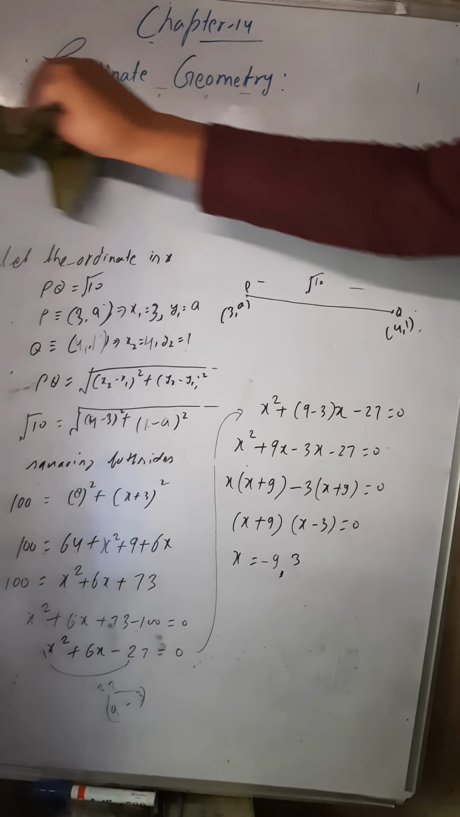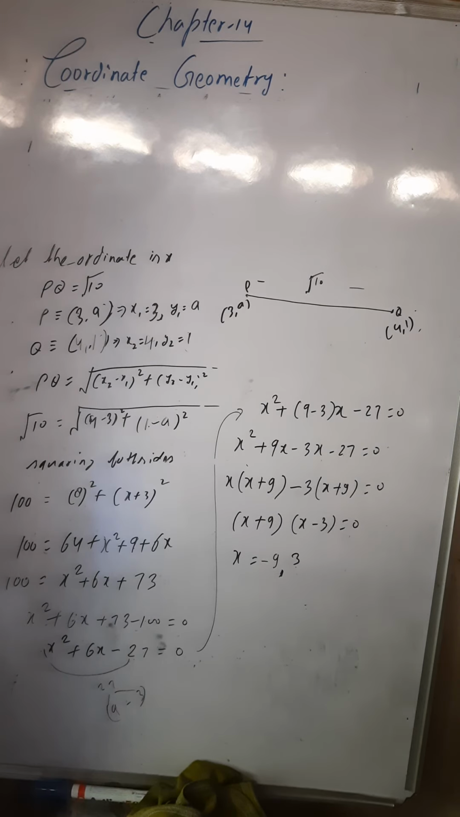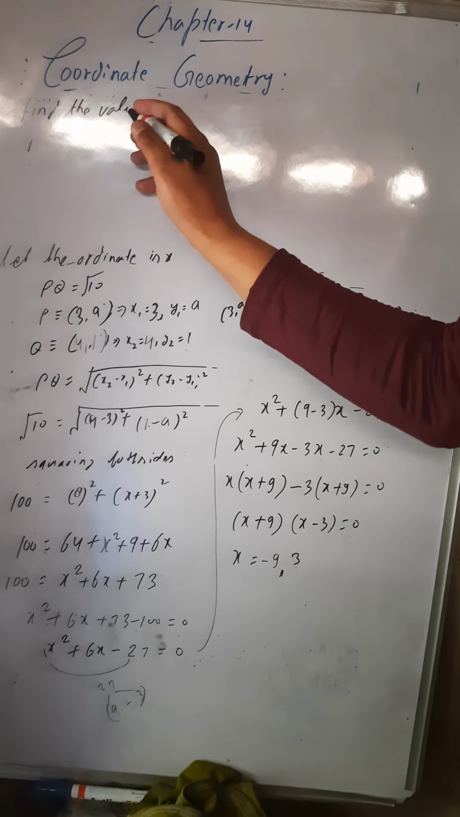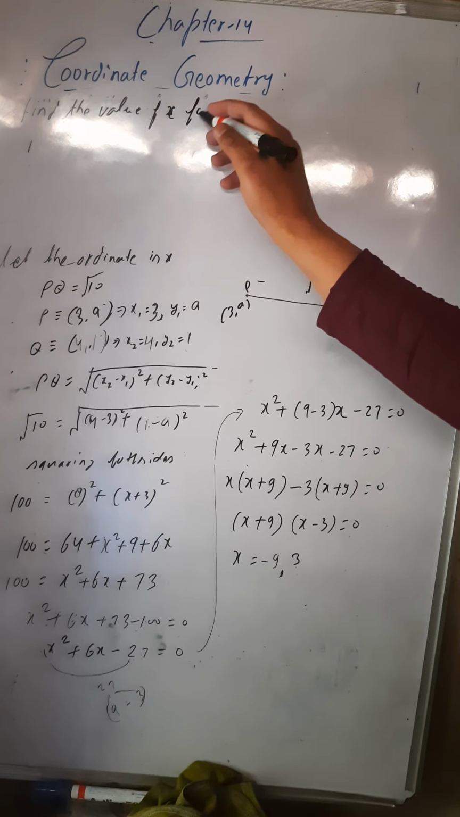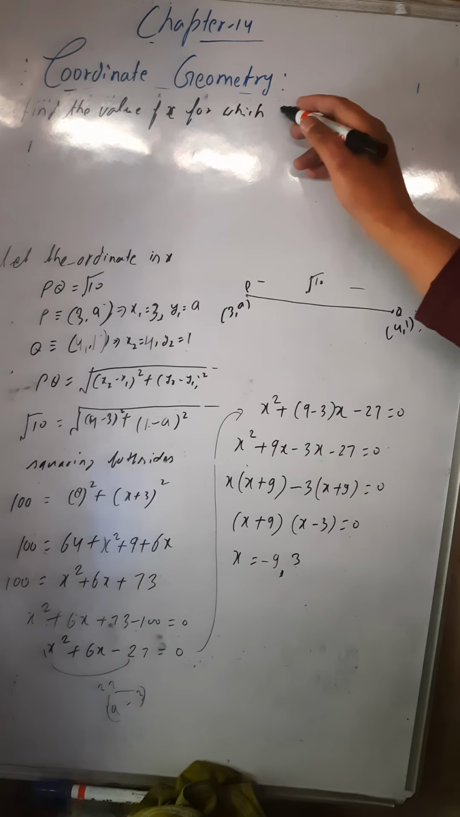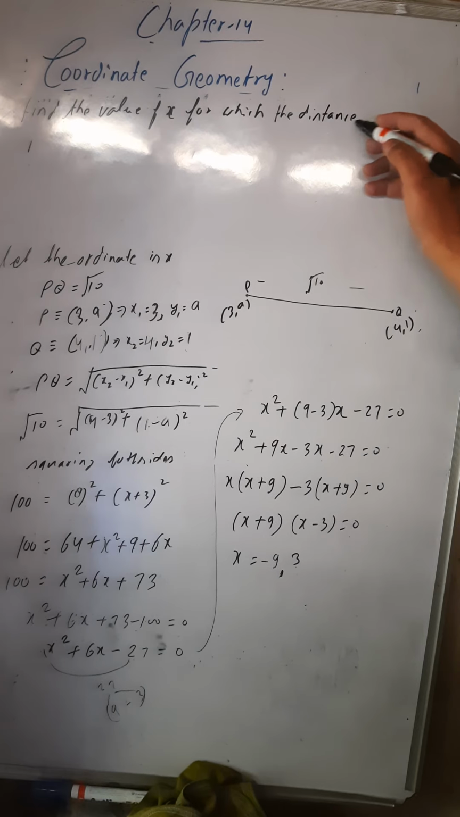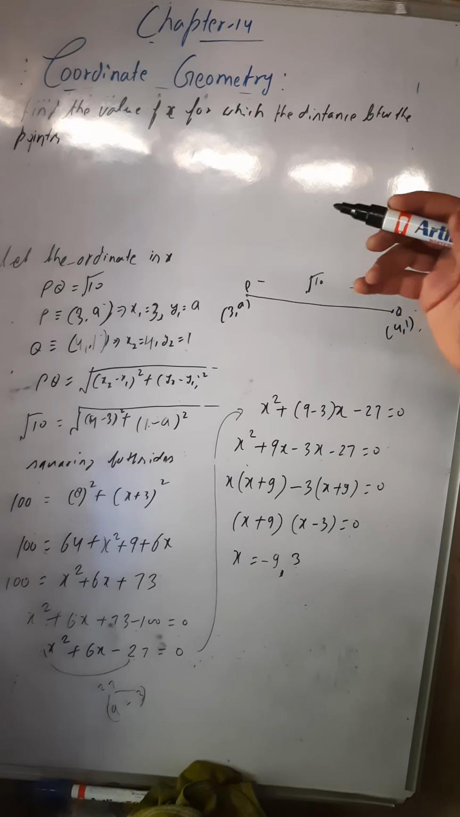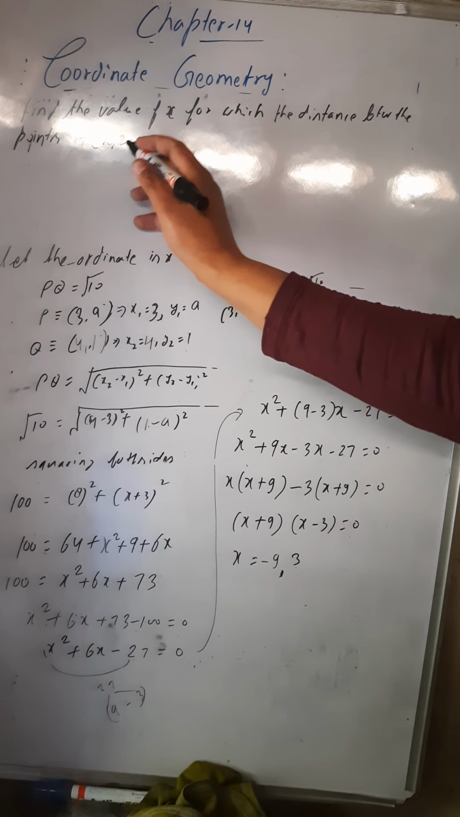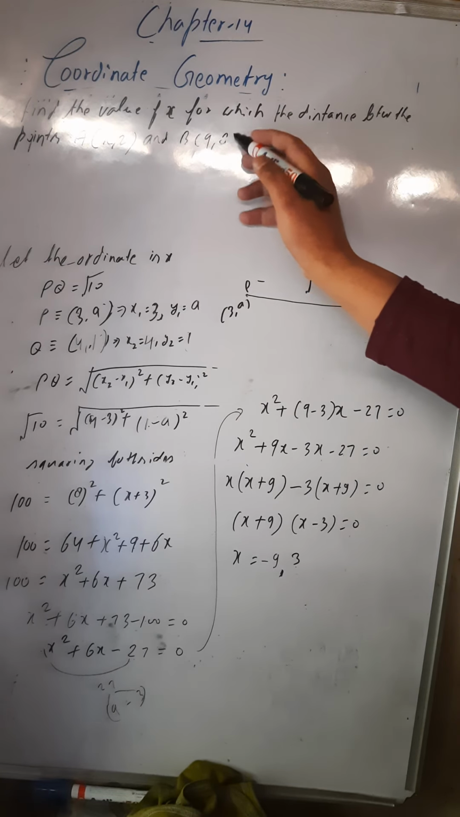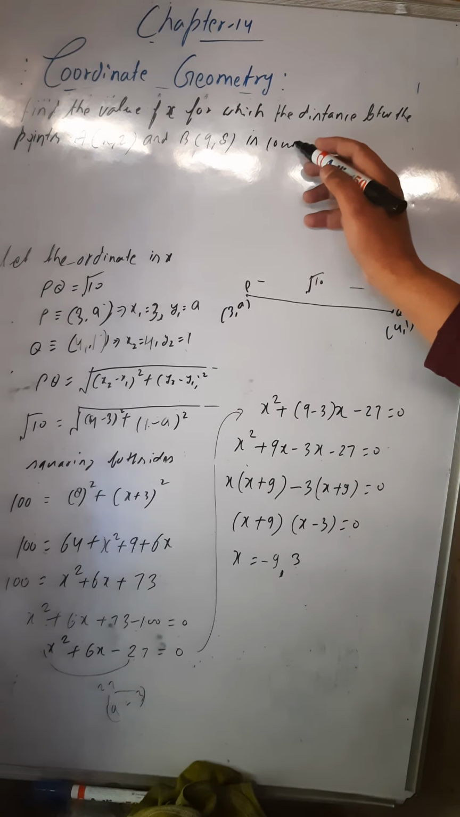Now let me write one more question here. And the question is: find the value of x for which the distance between the points A (x, 2) and B (9, 8) is 10 units.